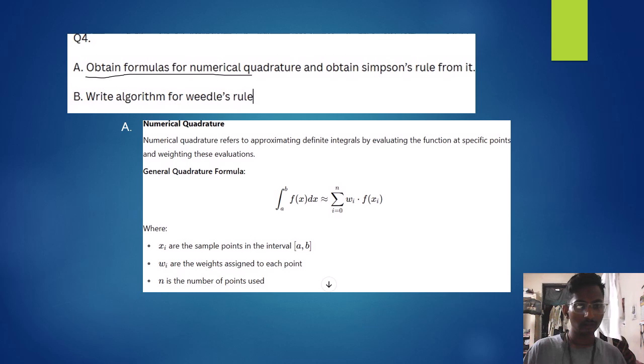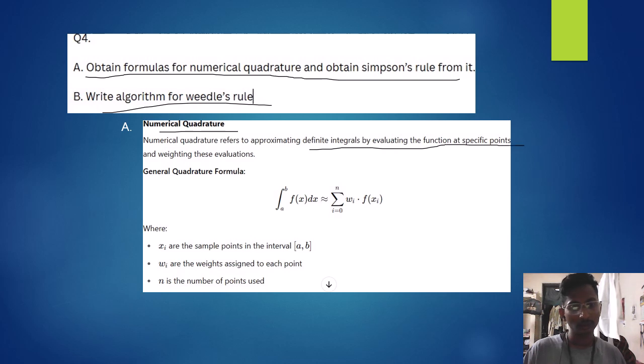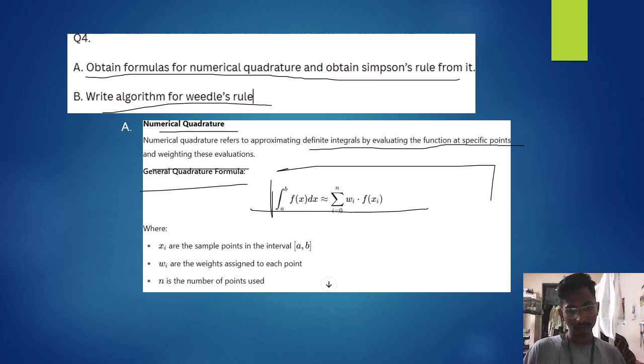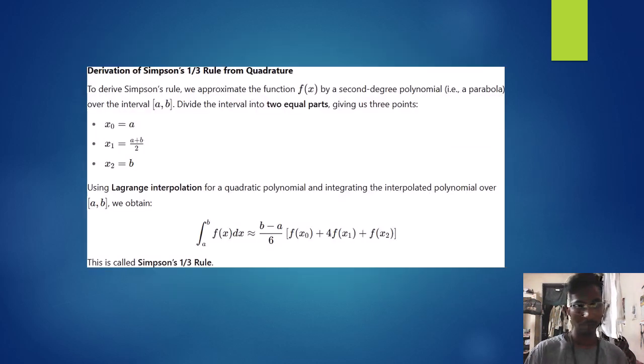Fourth question. Obtain the formula for numerical quadrature and obtain Simpson's rule. Write the algorithm for the rule. First, numerical quadrature. Numerical quadrature refers to approximating a definite integral by evaluating the function at specific points and weighting these values. This is the general quadrature formula, where the x_i are sample points of the interval, w_i is the weight assigned to each point, and n is the number of points to use.